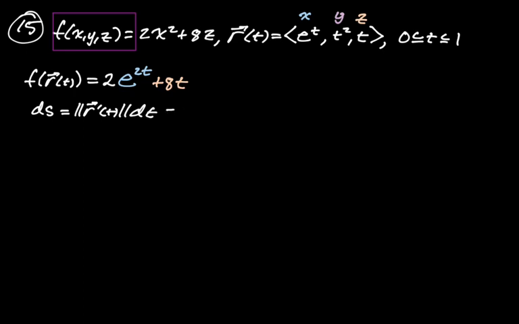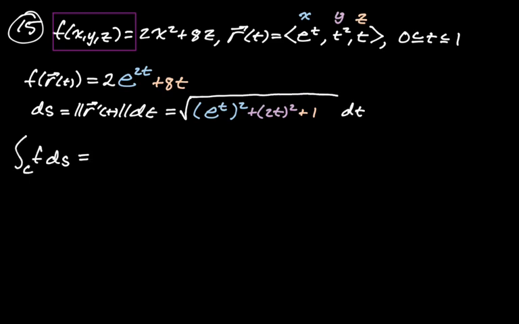So ds, magnitude of r prime of t dt. So that is going to be the square root of the derivative of e to the t, which is e to the t, so e to the t squared, plus 2t squared plus 1 squared, and then dt. Okay, so we are doing the integral along c, or over c, of f ds. So f we have is 2e to the 2t plus 8t.